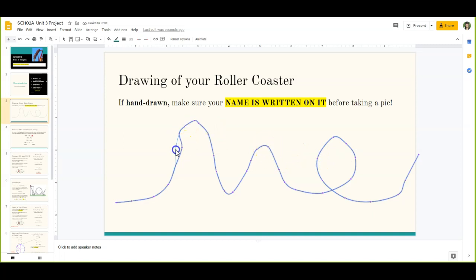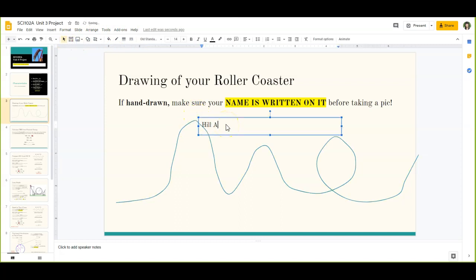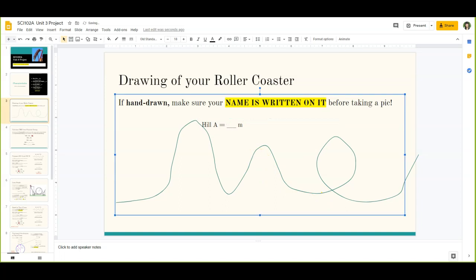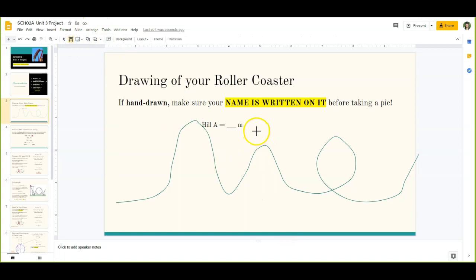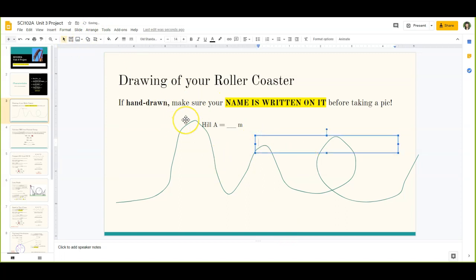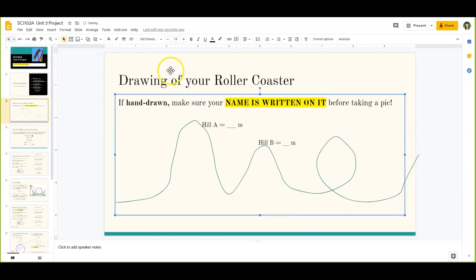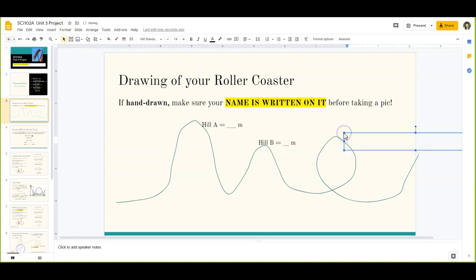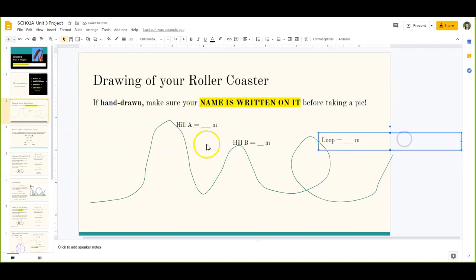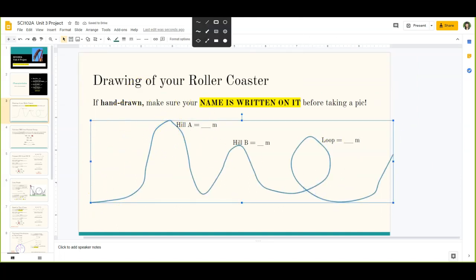But the one thing that I do want to mention is that you do need to write your heights on here. So you do need to go ahead and tell me, right? Here's the text tool. So you're going to go ahead and tell me this is my hill A, which is blank meters, right? And we want to be labeling this because otherwise we won't be positive which of your hills is which, or if your hills are right. Hill A should come first. Hill B, how many meters is that? And then write your loop, how many meters is that high? All right, so make sure that you're labeling this. Again, your hill A does have to come first.